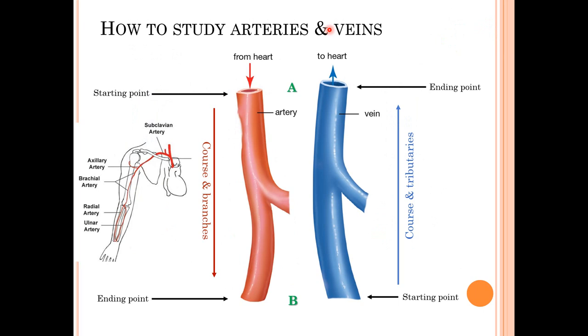Now, anatomically, how to study arteries and veins? خلنا نتفق على شيء واحد بالبداية إنه كل arteries والveins اللي بالجسم هي عبارة عن tube واحد. It is one long tube.